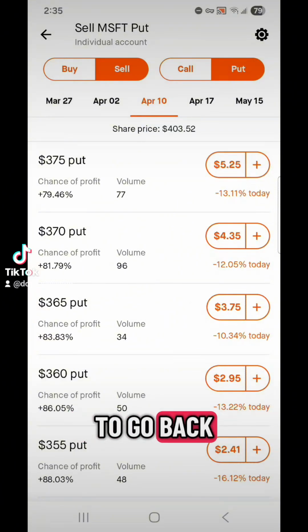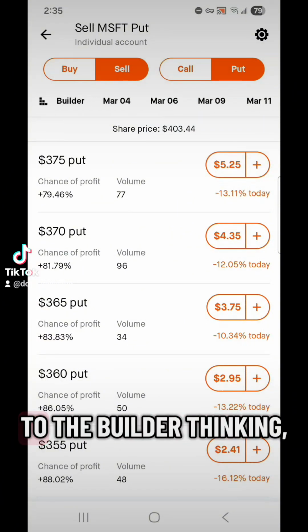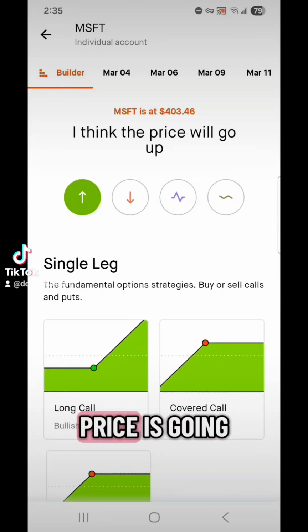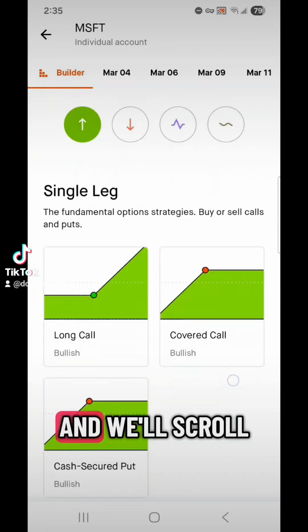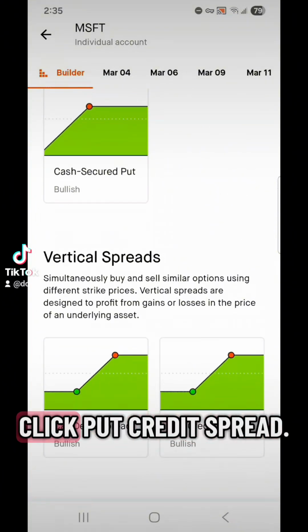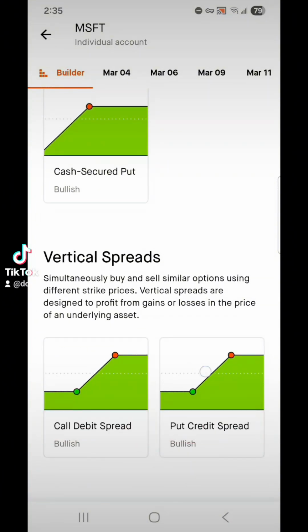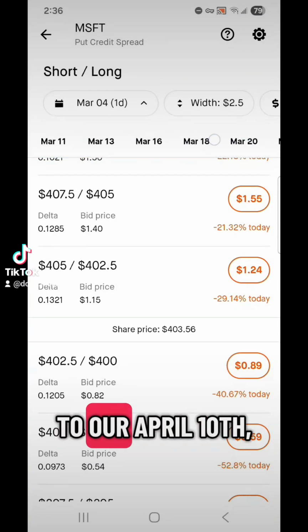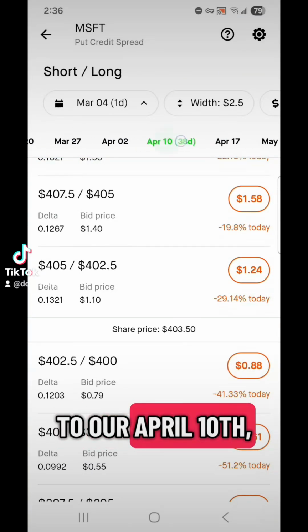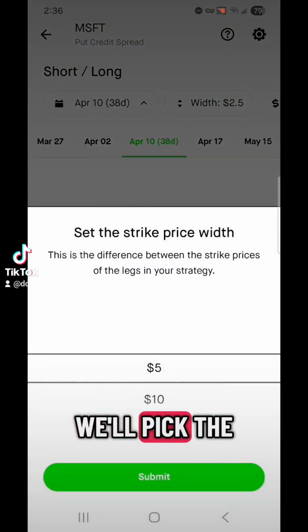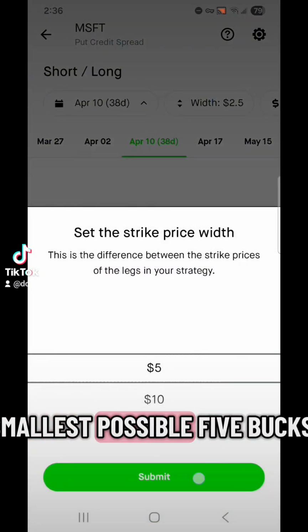So we're going to go back to the builder, thinking I think the price is going to go up. And we'll scroll down to vertical spreads section and click put credit spread. And we'll go to our April 10th, 38 days out width. We'll pick the smallest possible, $5.